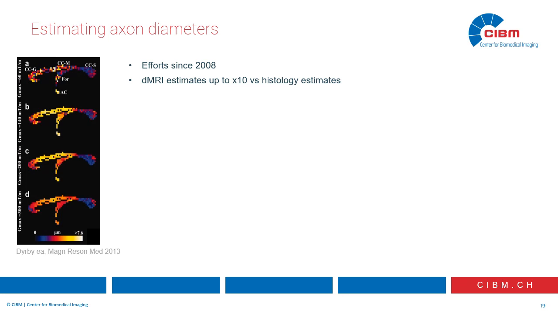You can see here, for example, it's been shown in the corpus callosum that going to stronger and stronger gradients, so from 60 millitesla per meter to 300, you're really improving your axon diameter estimation, and you retrieve this low, high, low trend going from the genu to the body and the splenium. But nonetheless, the estimates were very high compared to what we expect in human axons in corpus callosum from histology.